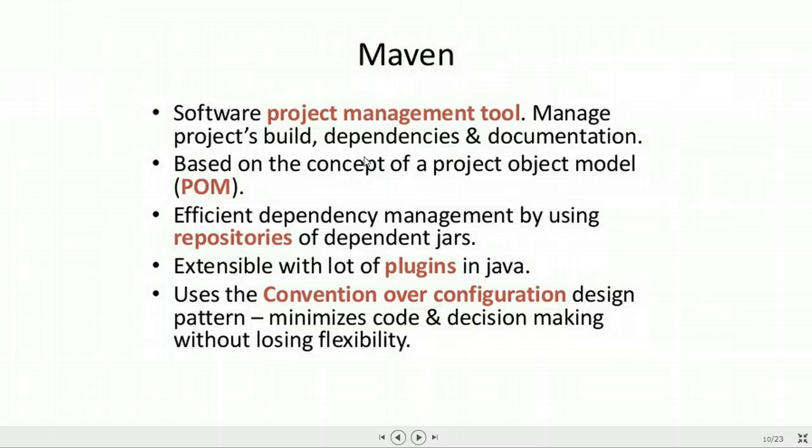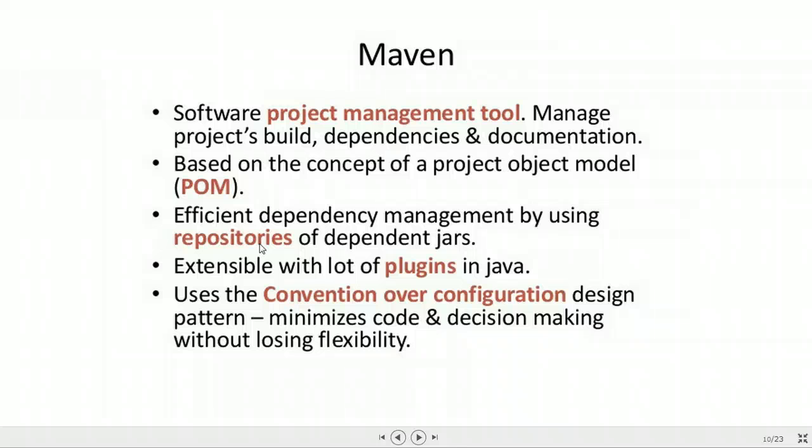It's based on a concept of a project object model called POM. We'll look into this. And there's a concept called repositories in Maven. So for your dependent jars, like your JUnit jar, there's a repository online or in your file system where the jar is stored. A repository is a place where you go to find your jars. What Maven does is it goes to a central repository, finds the JUnit jar, downloads it for you, and stores it in your local repository in your file system. So that's how Maven works.